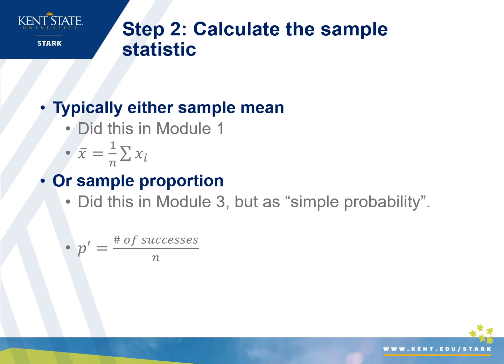In step 2, we calculate the sample statistic based on the sample we've gathered. There are 2 we'll be working with, either the sample mean, which we calculate as a standard average: sum up the observations, divide by the number of observations. Or we may be interested in the sample proportion, which is a lot like calculating the simple probability of finding a trait. So you take the number of observations that have that trait, we call these successes, and then divide by the total number of observations. These sample statistics are what we would call point estimates, and will be at the center of our confidence interval.